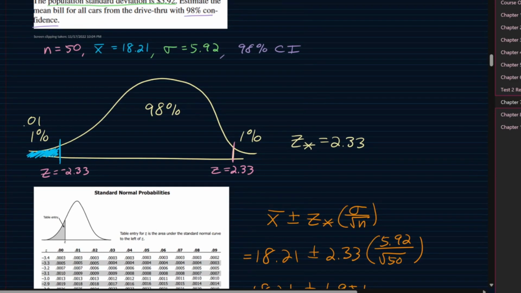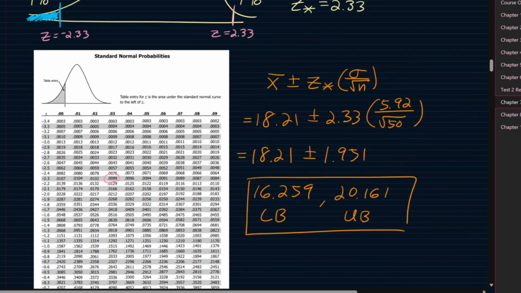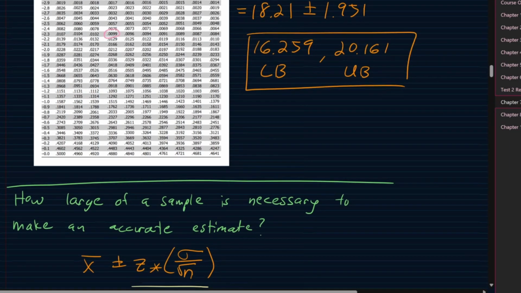Remember, z star is always the positive version. I guess it doesn't technically matter. When you plug it in the formula, you get plus minus anyway. But yeah, that's how to find z star for confidence intervals other than 90%, 95%, and 99%.